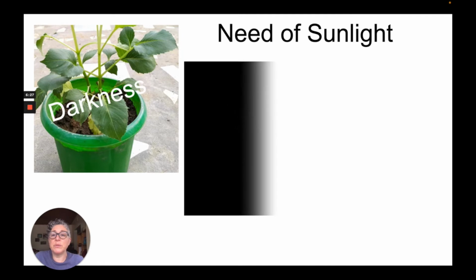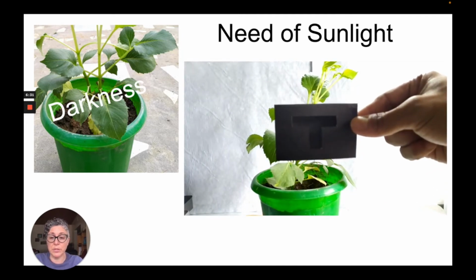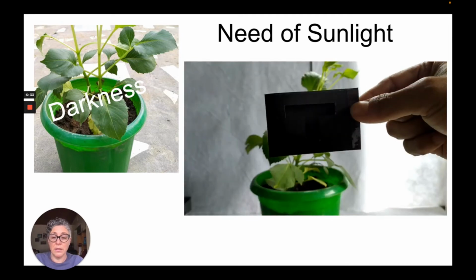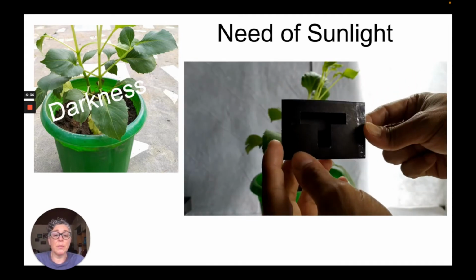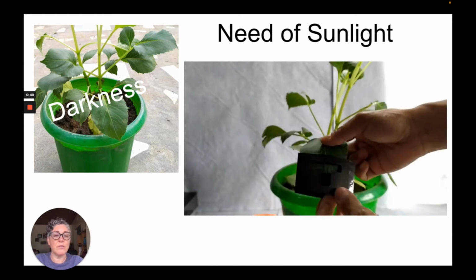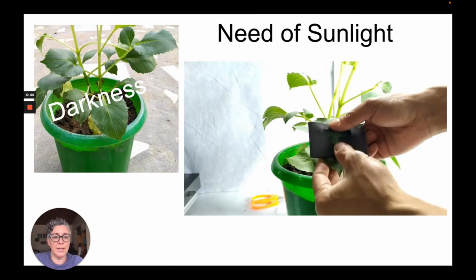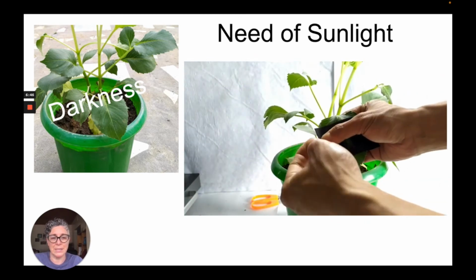So what we're going to do is put the plant in darkness for about 24 hours, and that's going to stop the photosynthesis from happening. Then we're going to remove it from the darkness and cover one leaf with this black paper. It can have any shape on it. I've seen it with smiley faces. This one has a T on it.